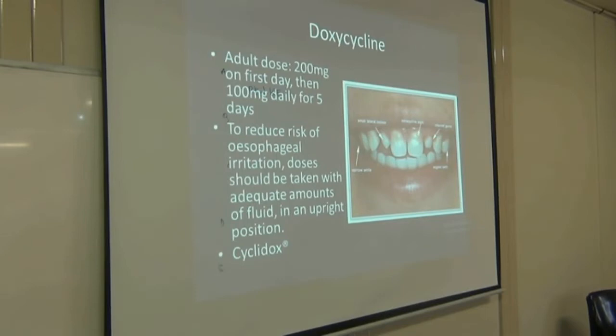The drug you will most often see being used is tetracycline, doxycycline, and it's usually 100 milligrams daily or twice a day for 5 days, depending, but it's usually daily. The thing with doxycycline is if you don't take it with meals, it makes you feel nauseous. So you want to eat, not milk, before you take doxycycline, okay?